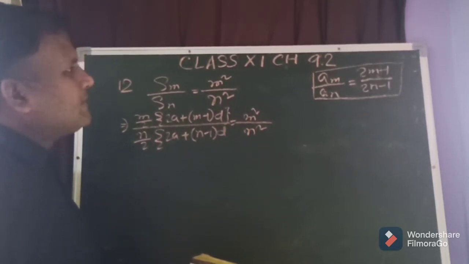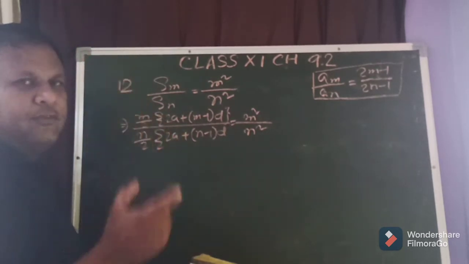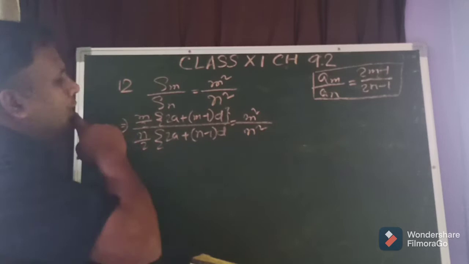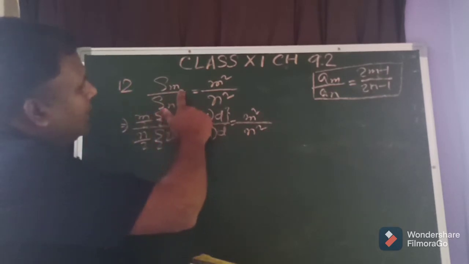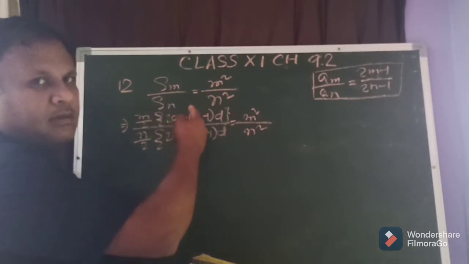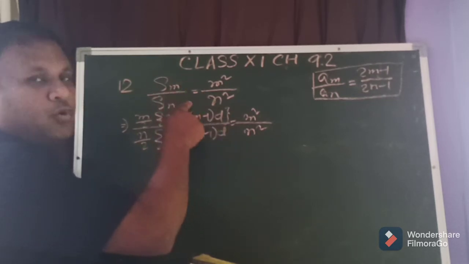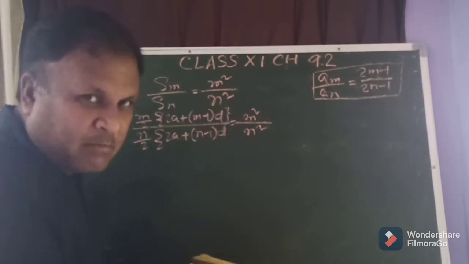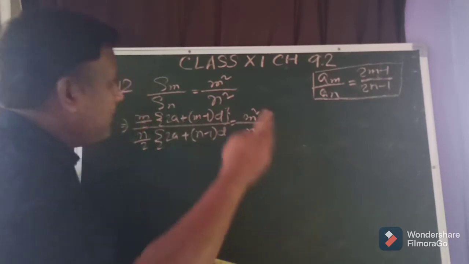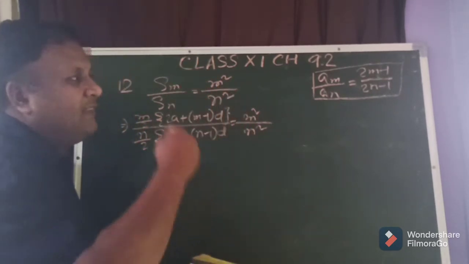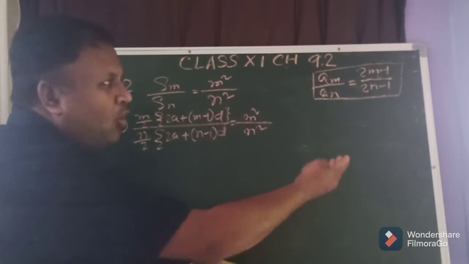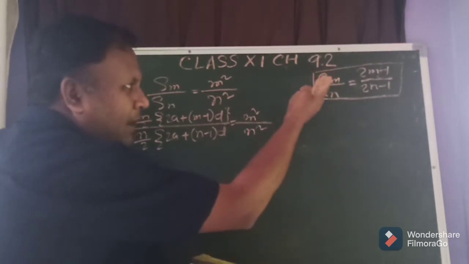I was studying the sequence and series chapter 9.2. This is question number 12. In question number 12 it is given that the ratio of the sum of the mth terms and the sum of the nth terms is m square by n square. Then find the ratio of the mth term and nth term.